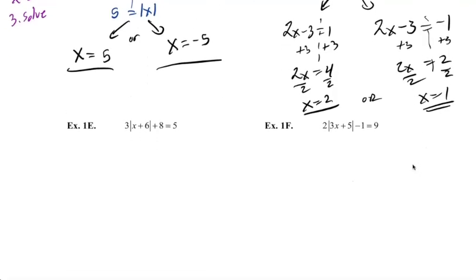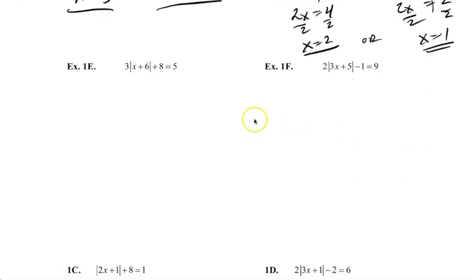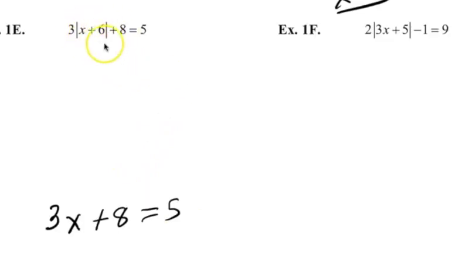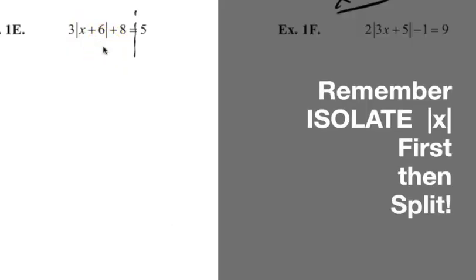Okay, let's do a couple more. So now look at these. They have a number in front. What's really going on here is pretty much just like, let's say we had this. What's the process? If I gave you this, the first thing you do is subtract 8 from both sides, and then you divide by 3, right? Same concept as this. We're going to minus 8 from both sides, then we're going to divide by 3 first. Once we get the absolute value alone, then we're going to split it. Same concept. Let's get the absolute value by itself.